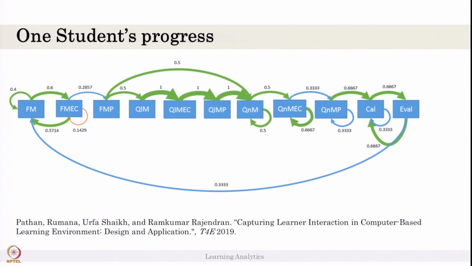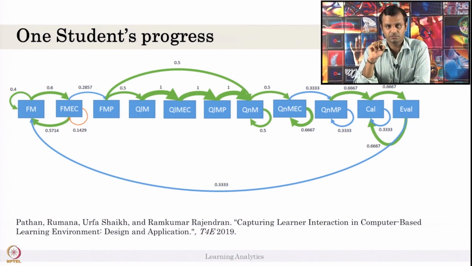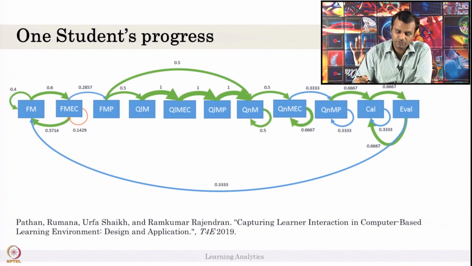If you want to know more about this transition, you can go and check this paper on the internet. Let us look at this transition diagram in detail. It is not indicating where the student started, which is very important. Start and end are not indicated. Let us assume that we start from the functional model.